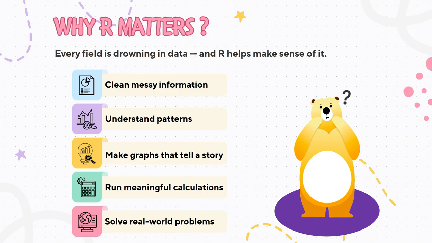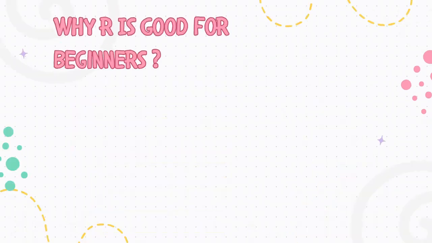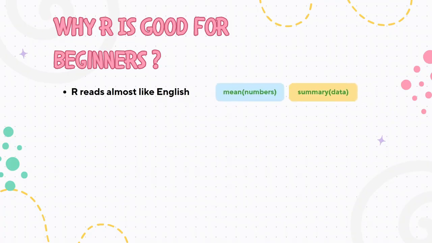And now that I've mentioned the word beginner friendly, a question might arise. If R is built so specifically for data, can a complete beginner learn it? And the answer to that question is yes. And in fact, R is one of the best places to start. And here's why. Why is R good for beginners? Well, one of the reasons is R reads almost like English. There are commands like mean(numbers), or summary(data), where numbers is a group of numbers, and data is a group of numbers as well. These commands literally describe what they do. This calculates the mean, and this tells you the summary of the given data.